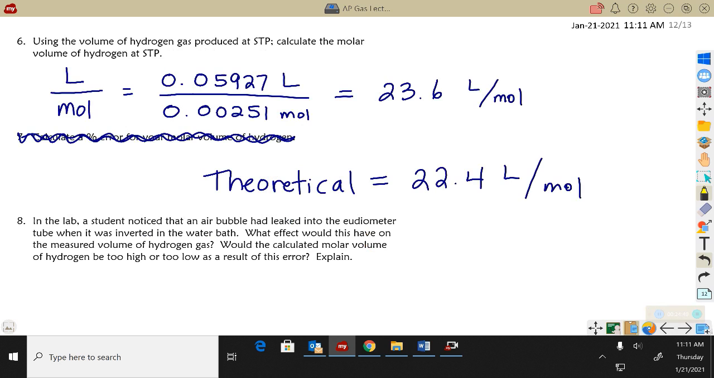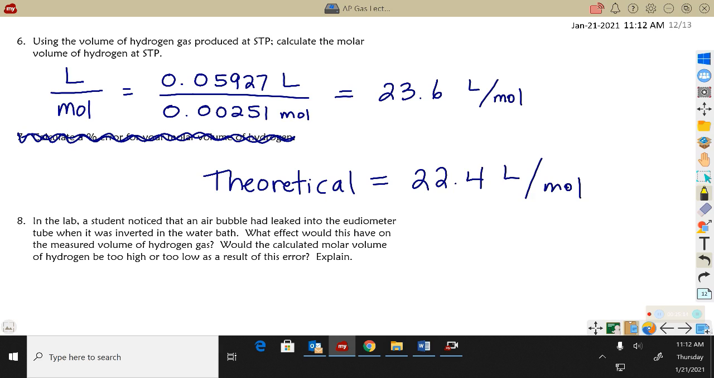So eventually here, 8 and 9 are going to look at two really common sources of error. And then we'll try to see which maybe would apply to our data. In the lab, a student noticed that an air bubble had leaked into the eudiometer as it was inverted into the water bath. What effect would this have on the measured volume of hydrogen gas?